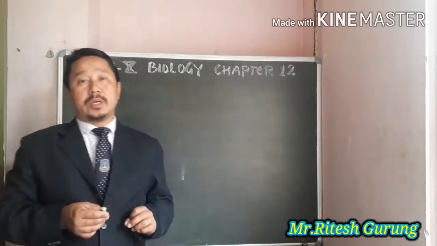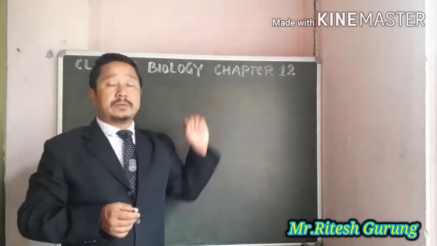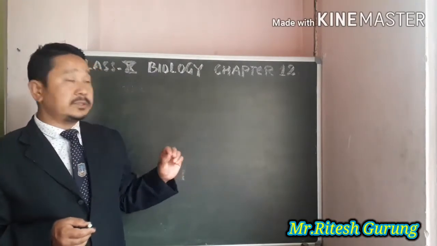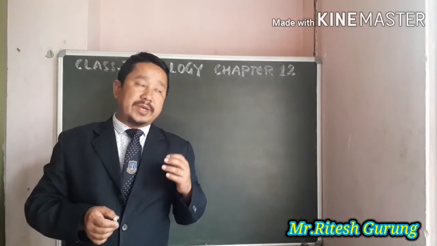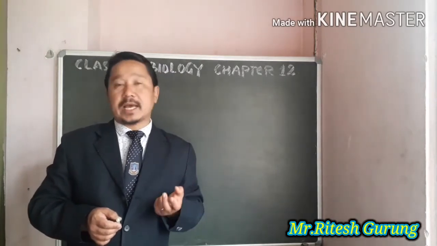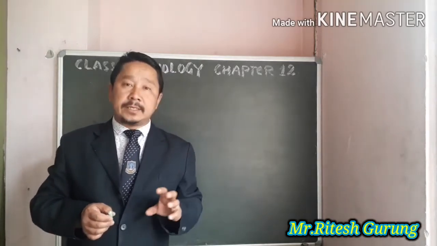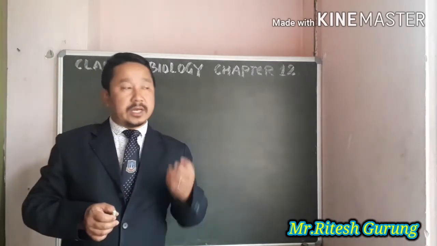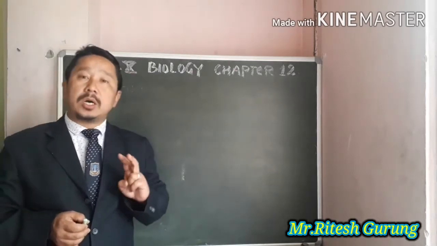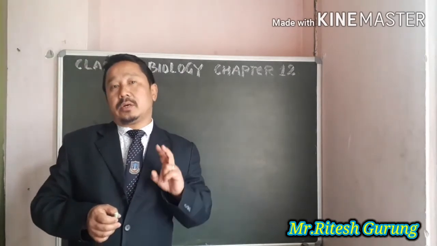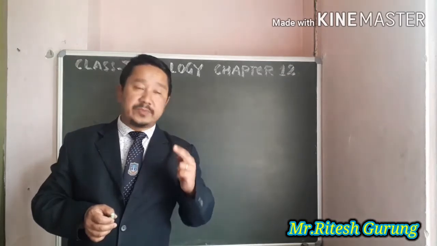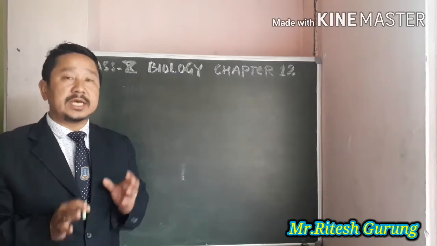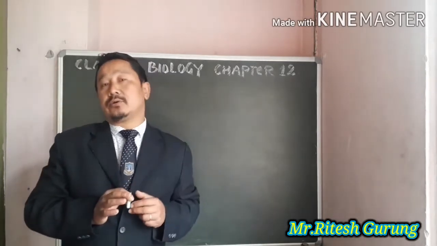Class 10, we'll continue chapter number 12, that is the endocrine glands. So in the last session, we discussed two different kinds of endocrine glands and the different types of hormones secreted from those two glands. Now today we have two different kinds of endocrine glands that we have got, and the different kinds of hormones secreted from those two endocrine glands.